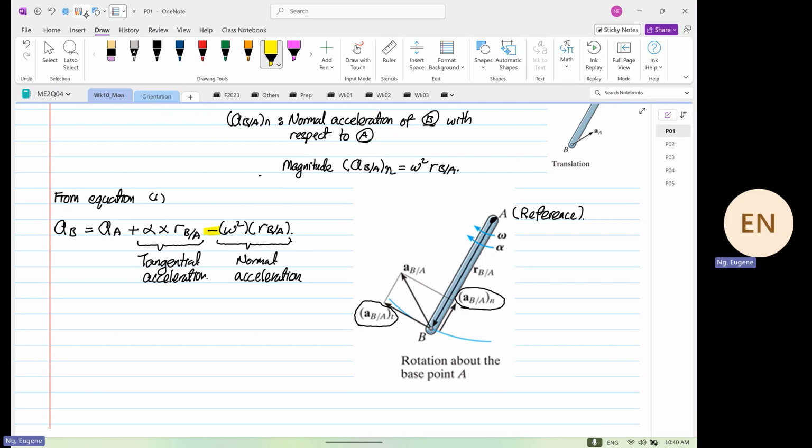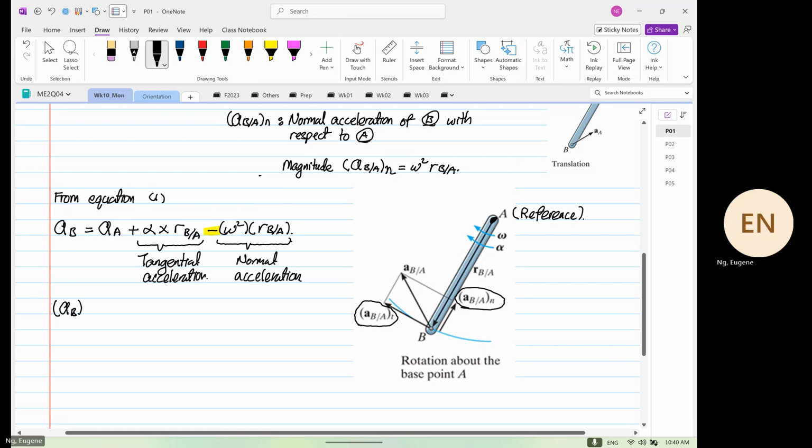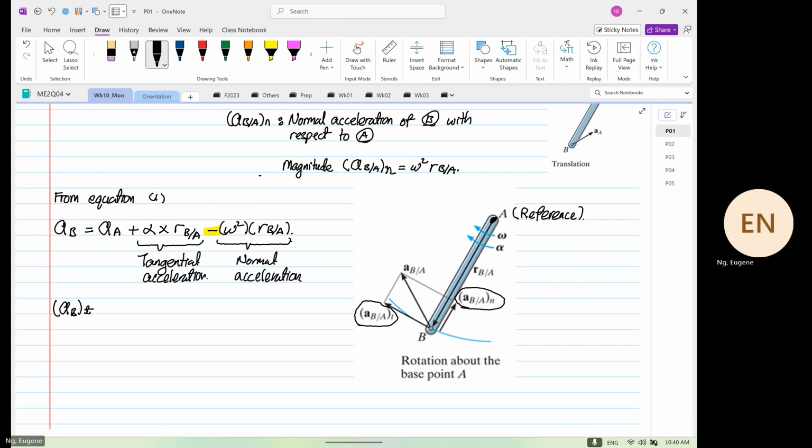And if we were to look at the full form of this equation, we have to be very careful in this context. If I'm going to write the full form, we know that acceleration at point B has a tangential component plus acceleration of point B has a normal component, and this will be equal to acceleration at point A with a tangential component plus acceleration at point A has a normal component. And then we have plus alpha cross RB from A.